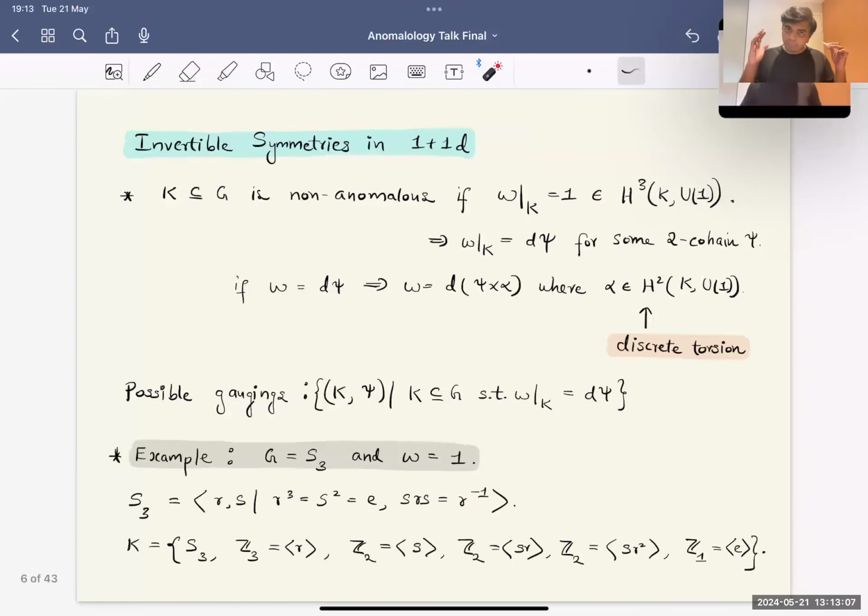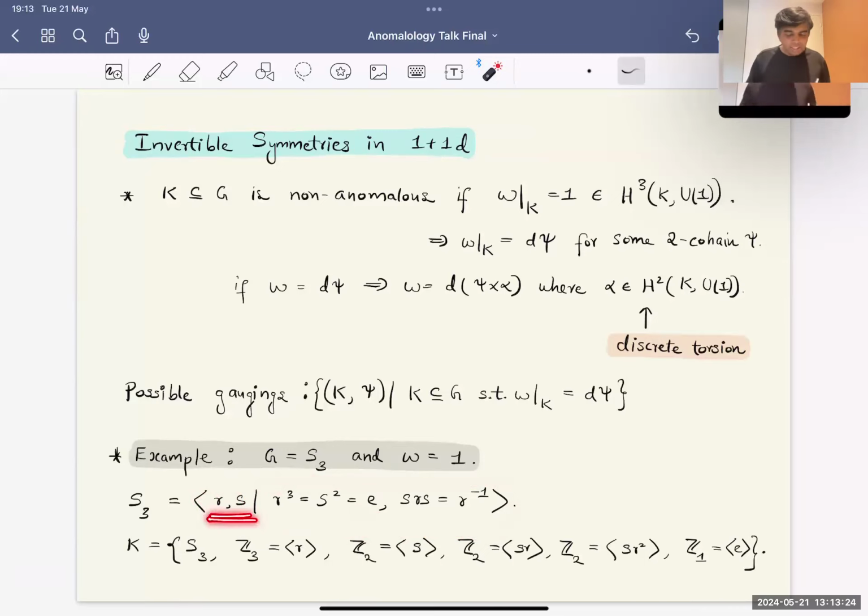So let us look at an example. Straight away, let us look at the S3 case. S3 is generated by R and S. I will choose the labels R and S. Of course, you're all familiar with S3, but I will just use this notation so that we carry along that notation almost till the end of the talk.